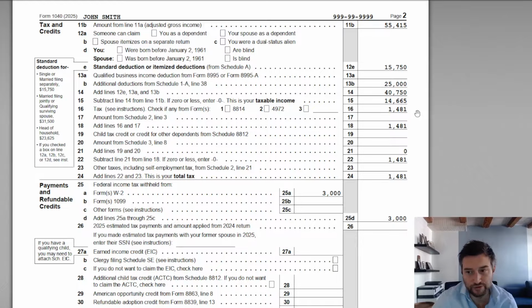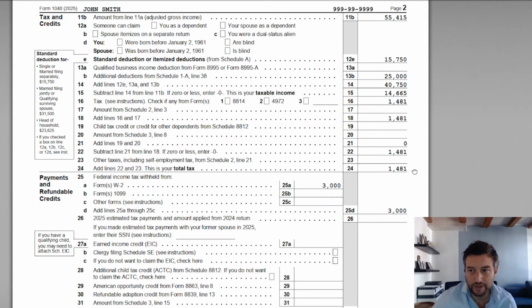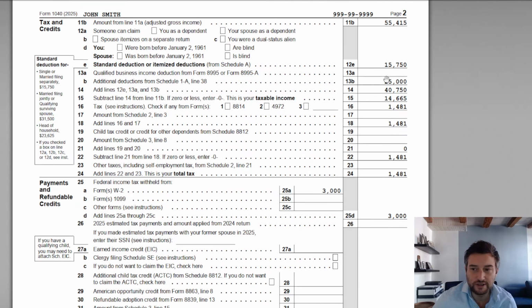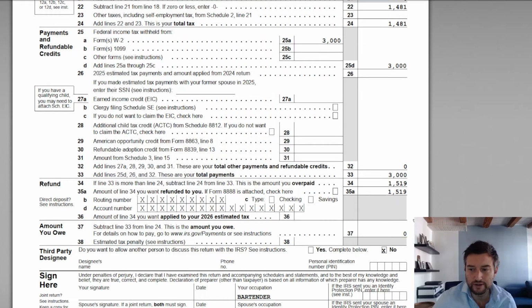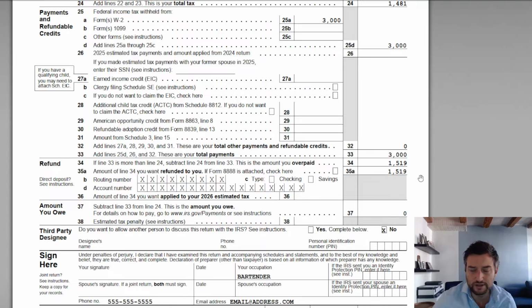So we can subtract that from 55,415, and he arrives at $14,665 in taxable income. This is the amount of taxable income that he used to reference the tax tables and compute the amount of taxes owed. So based on this profile with the investment income he has, he owes $1,481 in tax, and he's got some withholding on his W-2, so he's getting a refund here of $1,519.